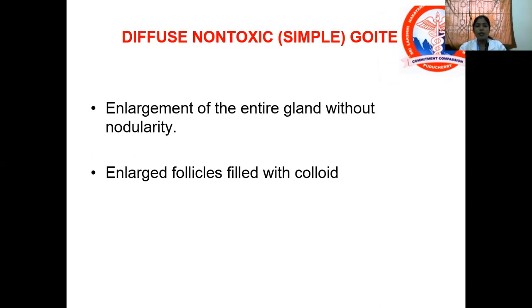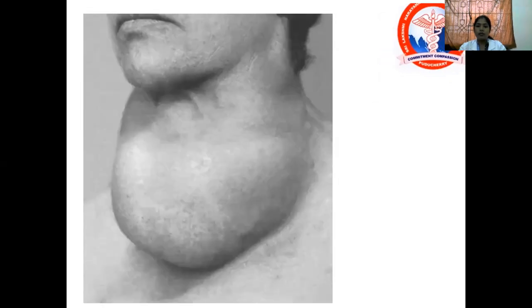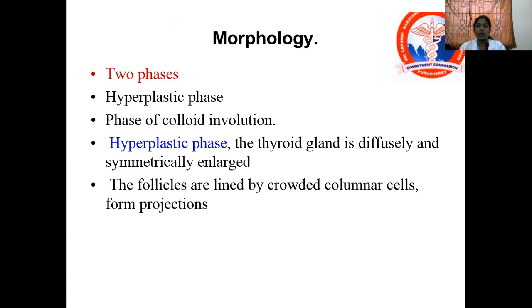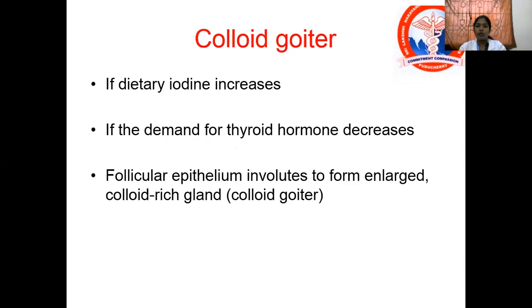Moving on to the diffuse non-toxic simple goiter. It is mainly because of the enlargement of the entire gland without nodularity. The follicles are enlarged and they are filled with colloid. There are two phases. One is the hyperplastic phase and the other one is the phase of colloid involution. In the hyperplastic phase, the thyroid gland is diffusely and symmetrically enlarged. The follicles are lined by crowded columnar cells. They form projections.